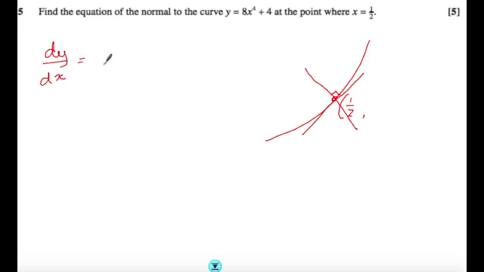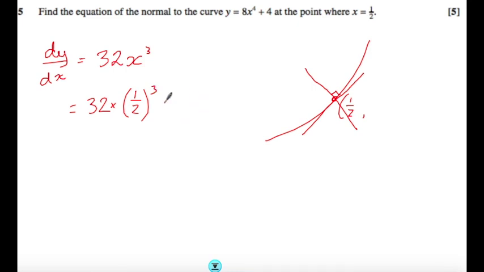So we'll have 4 times 8, which is 32x cubed, and then the 4 disappears. So if we sub in the x coordinate, which is a half, we'll be doing 32 times a half cubed.